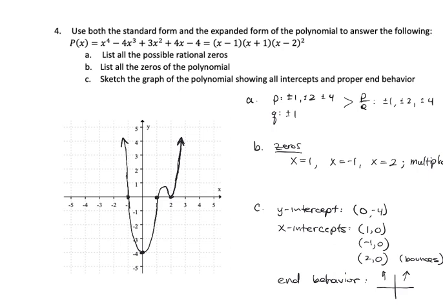So question 4, listing all the possible rational zeros and the zeros of the polynomial. That's from section 3.4. And then sketching a graph of the polynomial, we did a lot of that in multiple sections, but we started that in section 3.2.